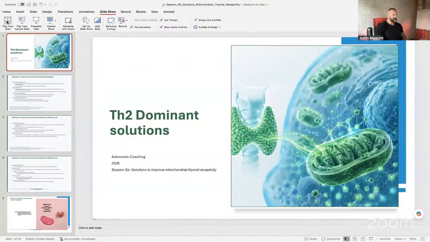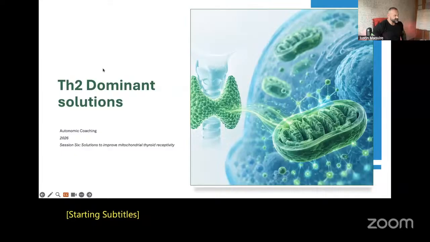So that's what this segment is about. Once we have addressed the variables of immunological disruption, the Th2 dominance, how can we further improve upon the restoration of metabolism from a metabolomic perspective? This is where we are going to dive into certain variables around the mitochondrial thyroid axis. So I will be sharing my screen shortly, and let's get going. Right, so Th2 dominant solutions here. This is our sixth segment, solutions to improve mitochondrial thyroid receptivity.